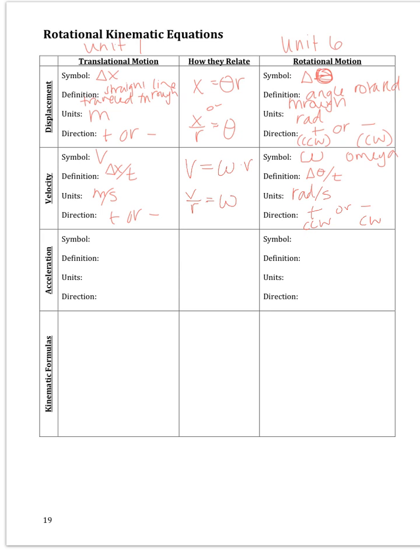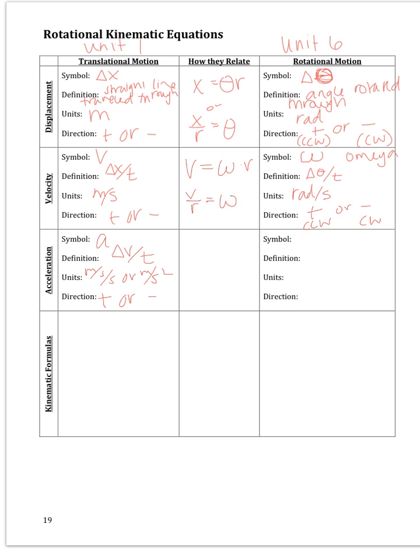And last but not least, we've got acceleration. In Unit 1, we used the symbol a for acceleration. We defined it as the change in velocity over time. That gave us the units of meters per second squared. And we said we could have positive or negative acceleration.